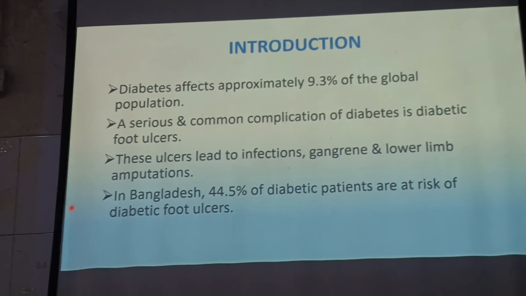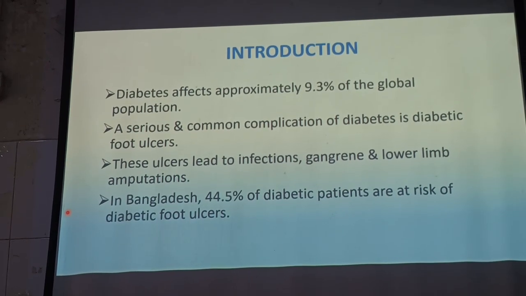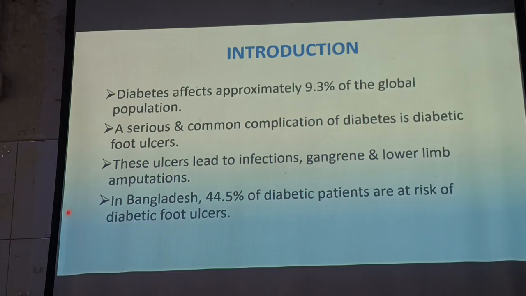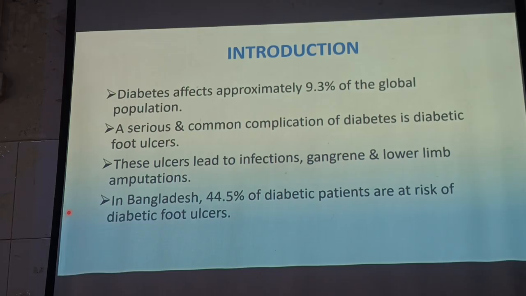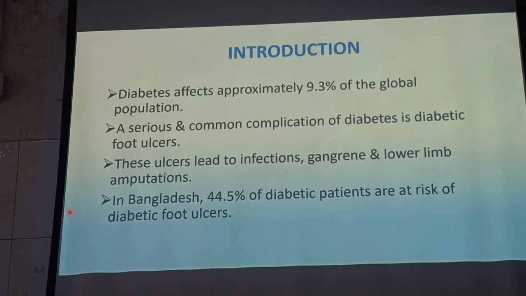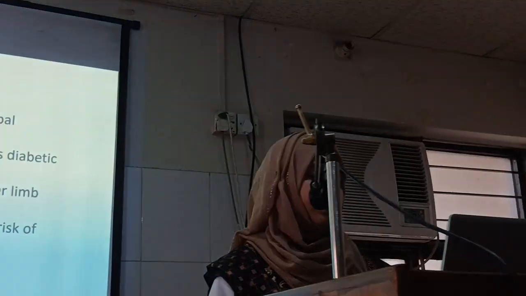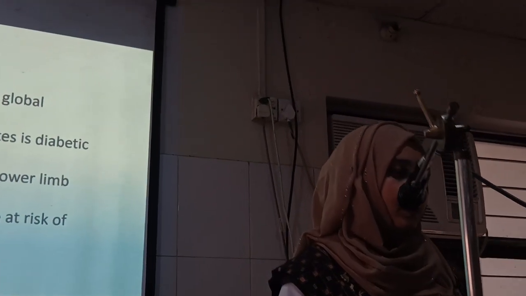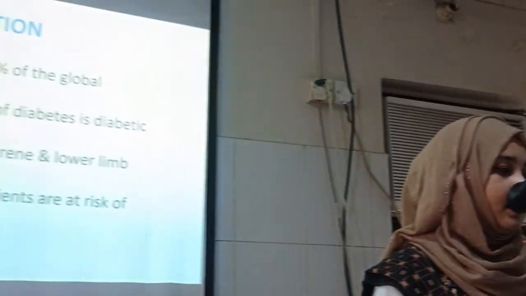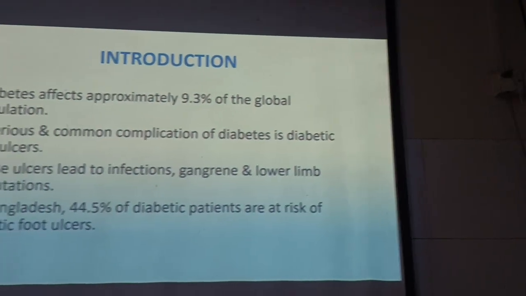Introduction. Diabetes affects approximately 9.3% of the global population. A serious and common complication of diabetes is diabetic foot ulcer. These ulcers lead to infections, gangrene, and even lower limb amputations. In Bangladesh, about 44.5% of diabetic patients are at risk of diabetic foot ulcers.